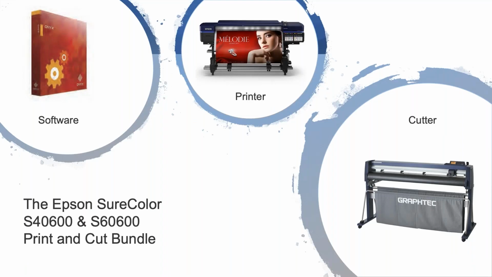So I'm David Lopez. I am the product manager for the S series. Our bundle here for the S40 and S60 is going to have the Onyx software, our S40 or S60, and the new Graphtec FC9000-140, a 54-inch cutter that is bundled in there. What we realized is Onyx does a great job of having a strong, powerful software. So we bundled that in, we partnered up with them, and we wanted to get one of the best cutters in the industry. So we partnered up with Graphtec to have this bundle available to all of you.